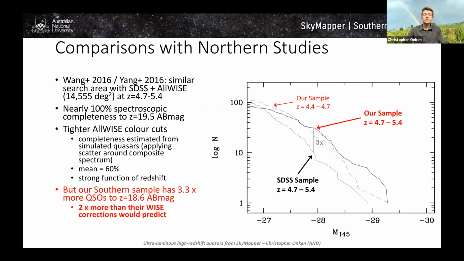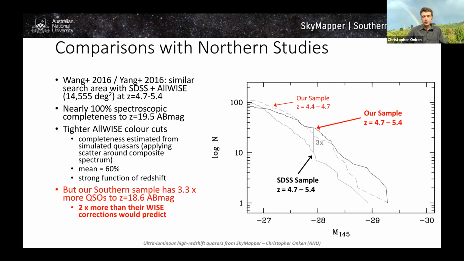So we want to compare this with what similar studies have done previously. And there was a study published in 2016 using Sloan plus the AllWISE sample from WISE, covering a very similar portion of the sky in the Northern Hemisphere over a redshift range that matches very well with ours. Now, this sample from the Sloan, they had nearly 100% spectroscopic completeness, down almost a magnitude deeper than our completeness limits. But because they didn't have Gaia available, they had to use WISE color cuts to restrict their sample and eliminate the foreground Milky Way stars.